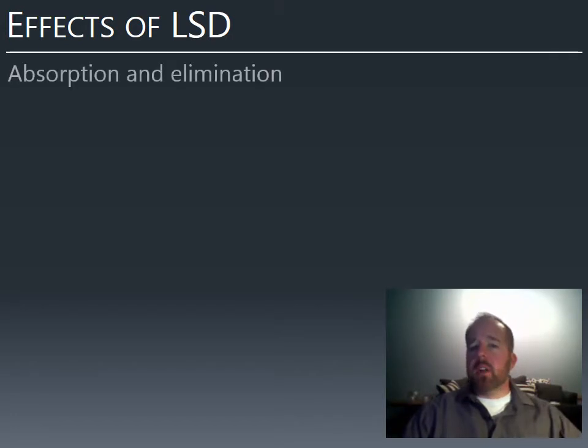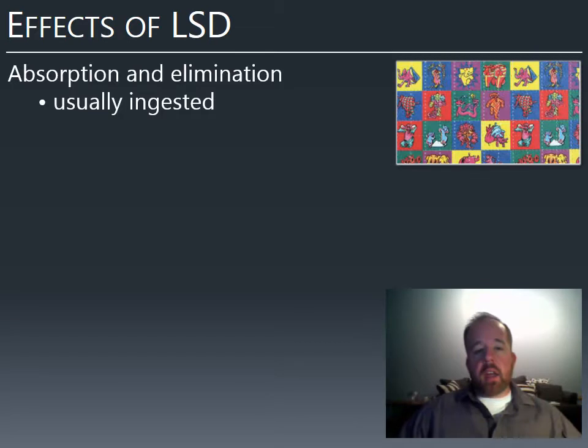So what does LSD do? First, a little bit about how it's absorbed and eliminated. It's usually ingested. LSD, as we'll see, has a very small effective dose. It doesn't take very much at all. It's easily absorbed, and so it's often ingested in the form of little pieces of blotter paper that have been infused with LSD. Just a tiny little square with some LSD on it is enough for it to be the effective dose. It's very uncommon to take LSD any other way.